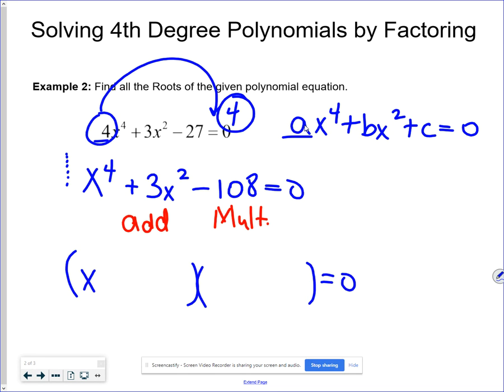So we'll put x squared and x squared. Did you guys find the 2 numbers that multiply to be negative 108 and add to be positive 3? It's positive 12, negative 9.